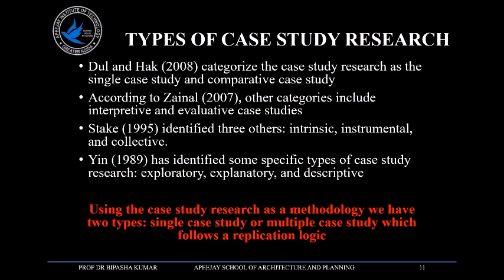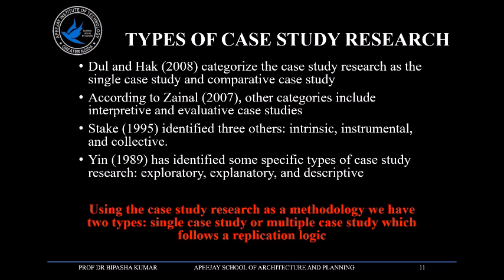There are various types of case study research, which have been categorized or defined by many scholars. Jewell and Hack categorize case study research as a single case study and a comparative case study. According to Zanel, other categories include imperative and evaluative case studies. According to Stake, case studies are intrinsic, instrumental, and collective. Whereas Yin has identified specific types like exploratory, explanatory, and descriptive. So what do you understand out of this?